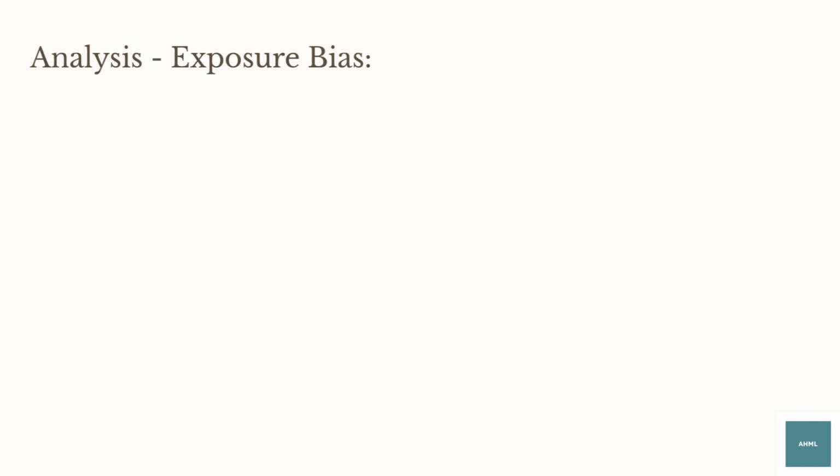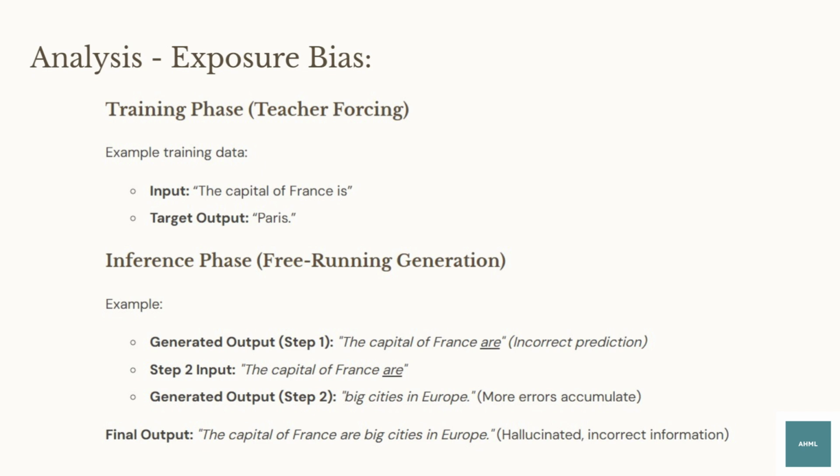Language generation models suffer from exposure bias, meaning that during inference, student models rely on their own predictions to generate the next token, so small errors compound to large errors over long sequences. For example, during training, when the model is given an input, the capital of France is, the teacher provides the target output, Paris. The student model learns to predict Paris when the input is, the capital of France is.